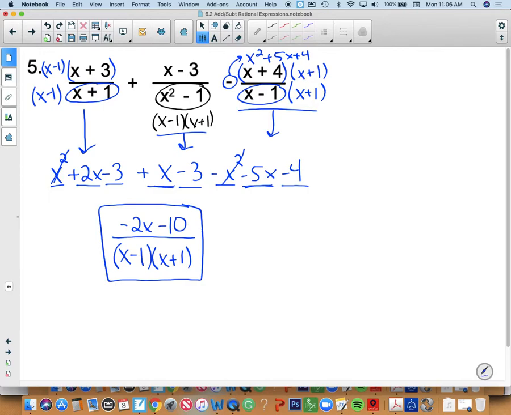Okay. Hopefully you followed along on those. The goal is to factor if you can at first, and then get a common denominator and add or subtract across the top of the fractions. Okay. And once you find your common denominator, it stays the same.